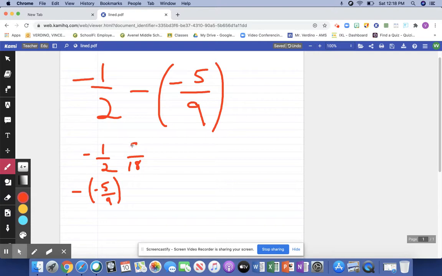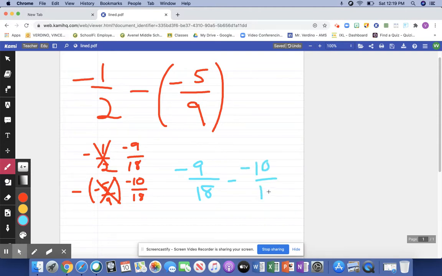So this becomes negative 9/18. Okay, just gonna cross it out. This negative 5/9, right? If I want to turn this into a fraction that has a denominator of 18, I want to multiply top and bottom by 2. So then I'll get negative 10. Cross this out. So now you have a completely new problem that reads negative 9 over 18 minus negative 10 over 18.